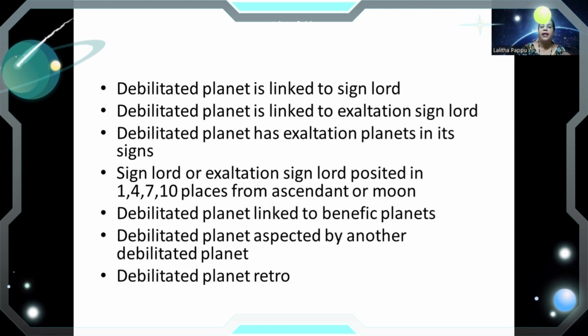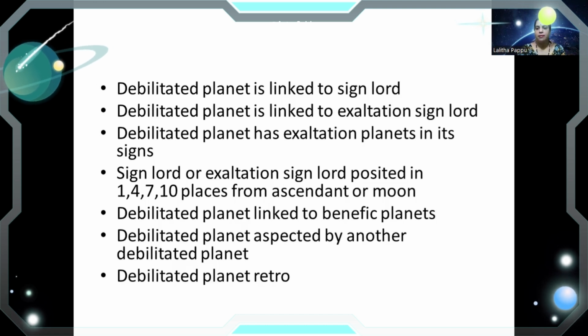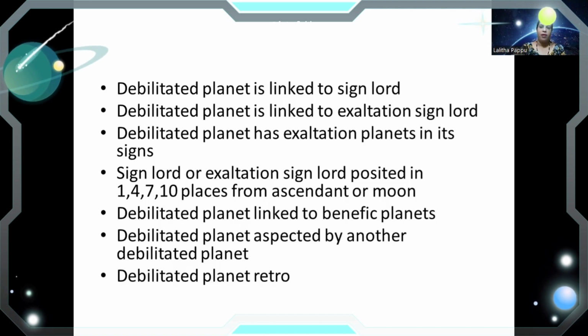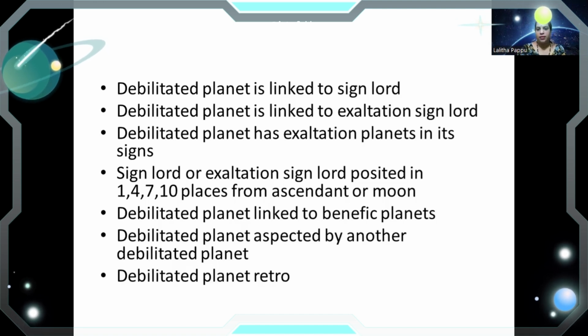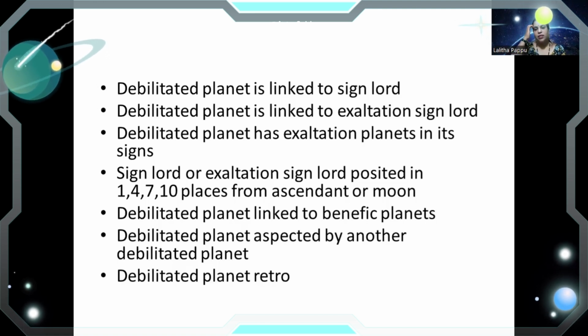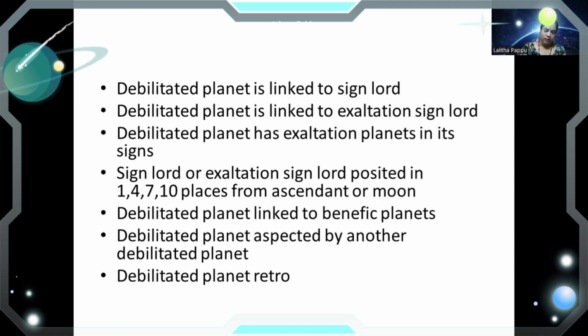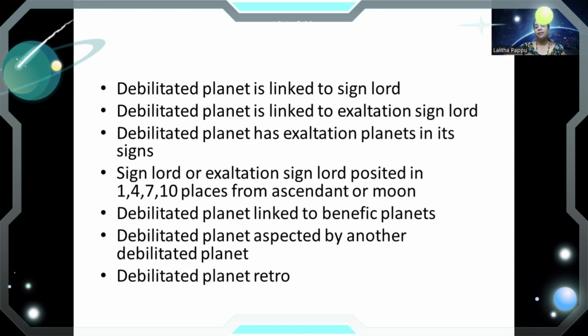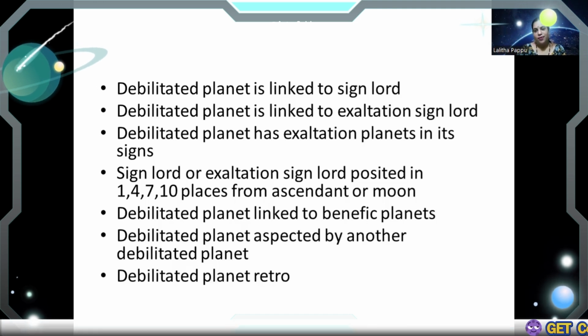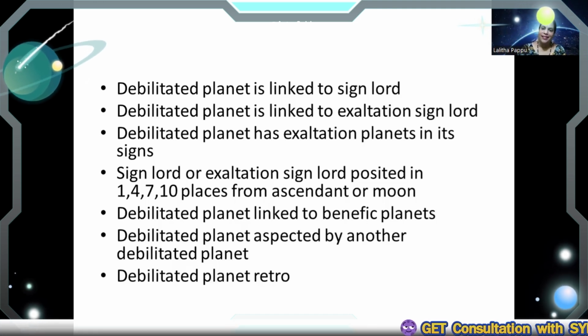Or if the debilitated planet is linked to benefic planets, natural benefic planets, or even in the chart a benefic planet, 159 lords, if there is an aspect or conjunction, then also the debilitation gets cancelled. If the debilitated planet is aspected by another debilitated planet, then also you will have a cancellation of debilitation. And if the debilitated planet is retro, then also debilitation gets cancelled.